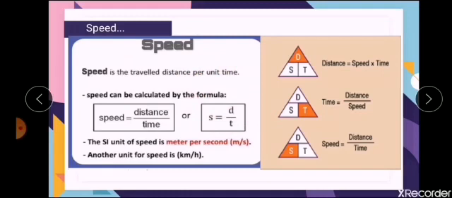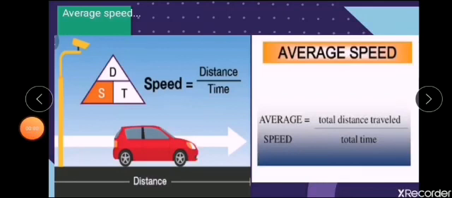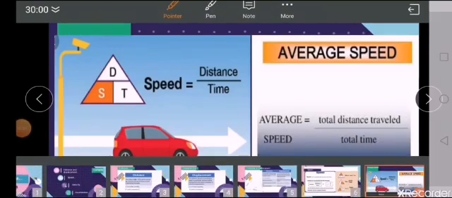Now coming to the SI unit of speed, it will be measured in meter per second. That is only going to be the SI unit. Other units include kilometer per hour also. Now from the same equation, you can derive three equations which you will be using for calculation and numericals. Now coming to average speed, speed is given by distance upon time.